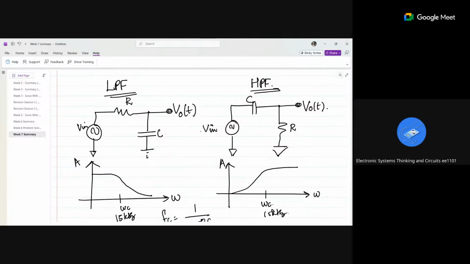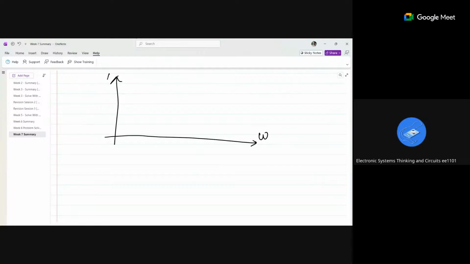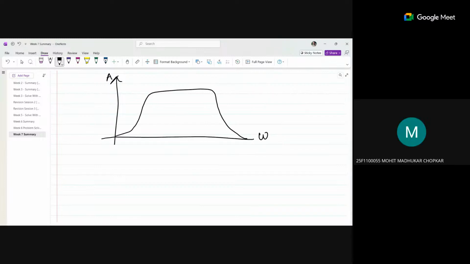Okay, ma'am. Now, what if I want a waveform with amplitude which is like this? And so I think now we will connect both of these. This is band pass filter. Yes, this is band pass filter.